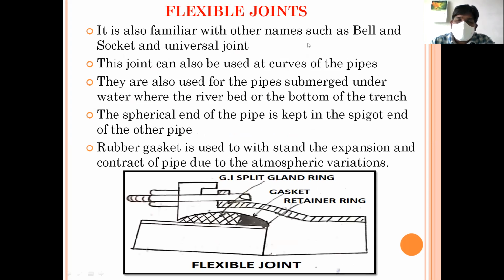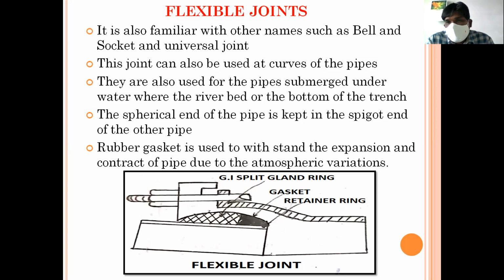Likewise, this is the next topic, flexible joint. The other name of flexible joint is bell and socket. It is also called by another name, universal joint. See here, this joint can also be used at curves of the pipes.